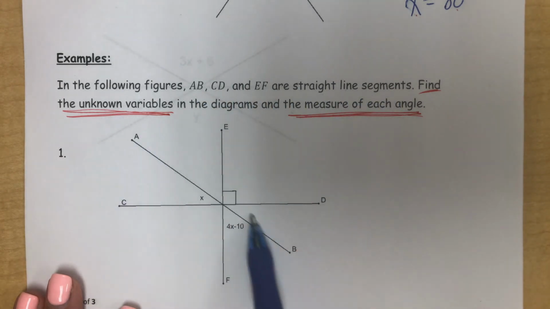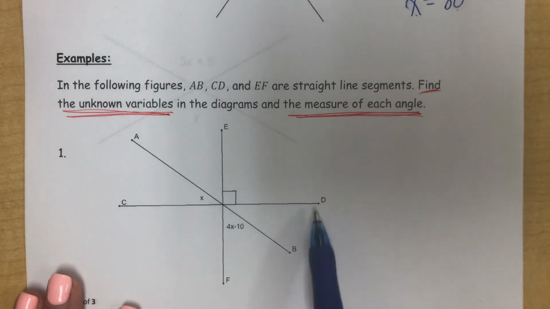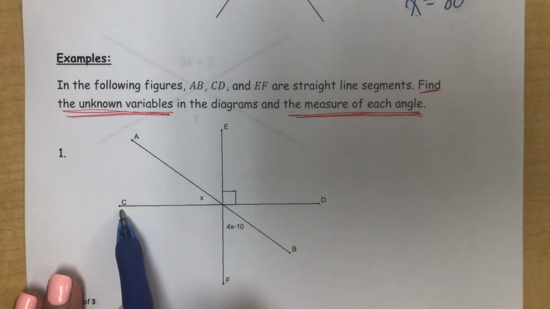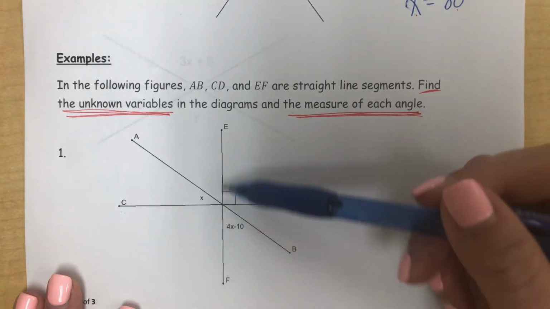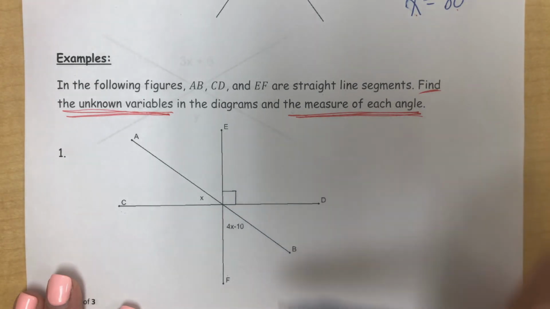So I know that I can try to utilize all of these to help me solve this question, which is good. But before I just jump right in, if I were to use, let's say CD as a straight line, I don't know this missing angle up top. Same thing if I use EF, I don't know this missing angle on the side.